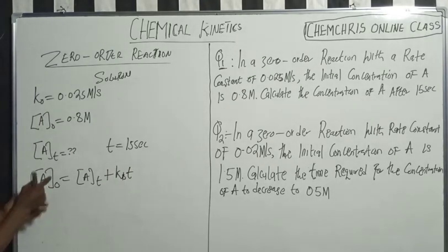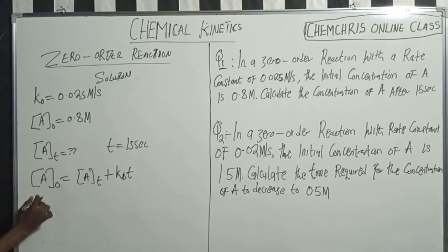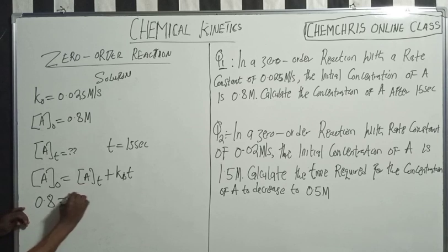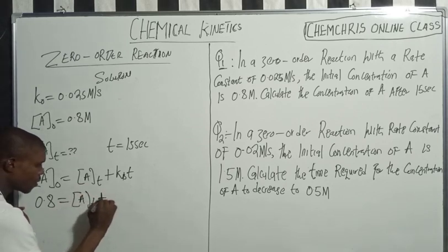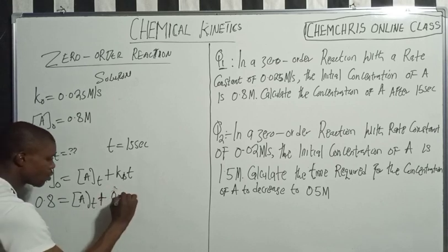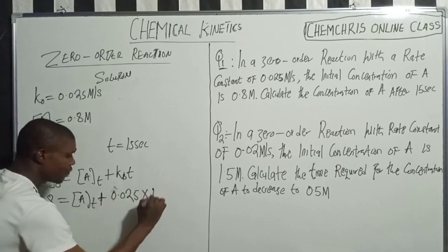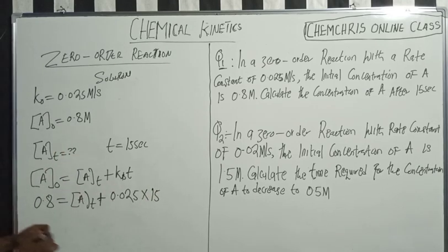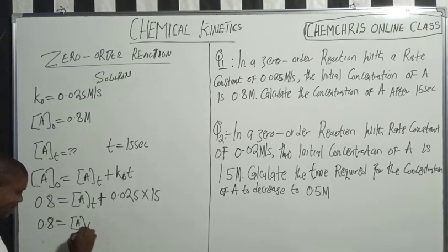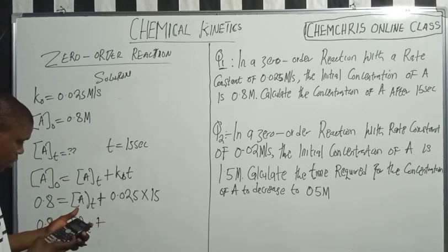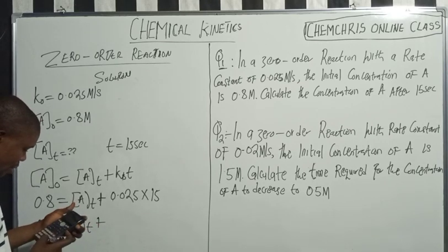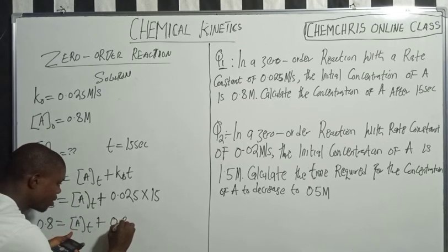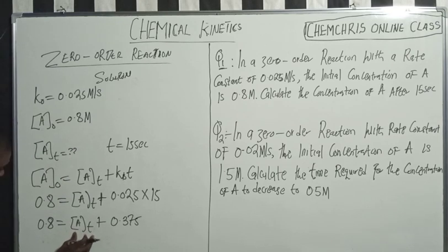Now, this is what we're actually looking for. If you input our value here, the initial concentration of A is 0.8. So 0.8 equals A_t plus 0.025 times 15. Here we have to calculate 0.8 equals A_t plus 0.025 times 15, which gives 0.375.